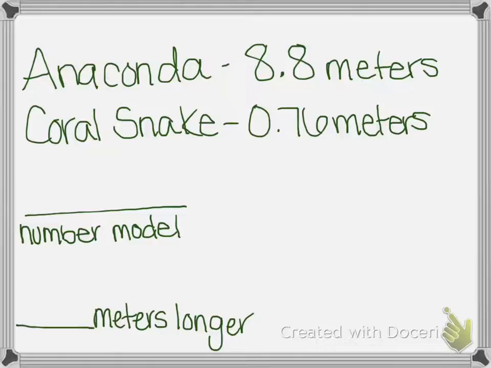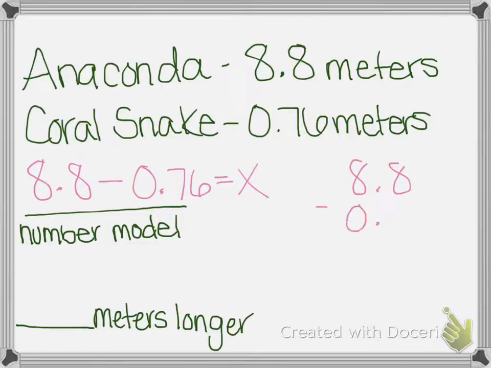Number 3 says a green anaconda can grow 8 8/10 meters in length. A coral snake can grow up to 76/100 of a meter in length. How much longer can a green anaconda grow than a coral snake? Since it says how much longer, I know I'm subtracting. So my number model is 8 8/10 minus 76/100 equals x. Then it wants you to actually solve.